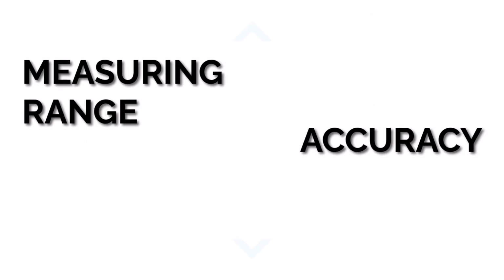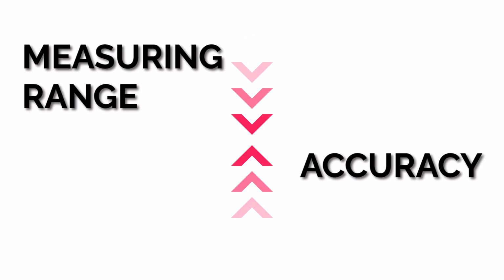A larger measuring range will typically decrease your accuracy. Therefore, don't go with a larger measuring range if you don't have to. Keep it as small as possible. The other thing you should know is the difference between an offset and the measuring range.